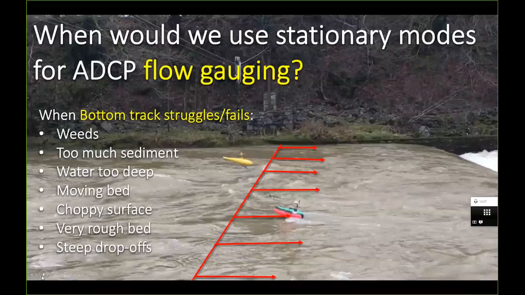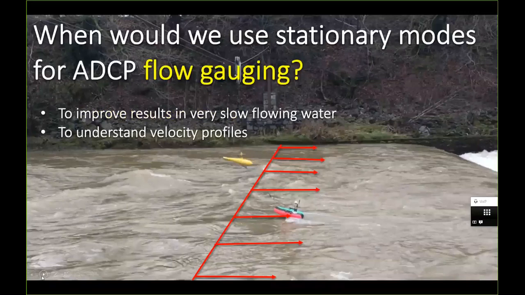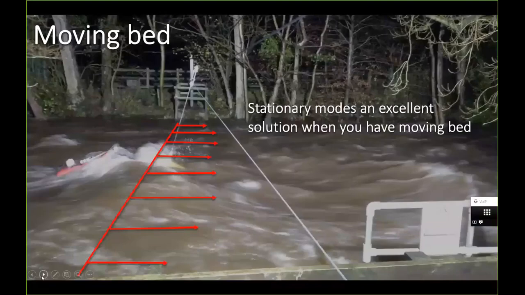We think there's a big fractured rock bed there, and it was causing problems for it. So arguably, a stationary mode measurement would have been a better solution there. But also, improving results in very slow flowing water, perhaps understanding velocity profiles, vertical velocity profiles. And I think that's about all I came up with before wanting to hand over to the other guys.